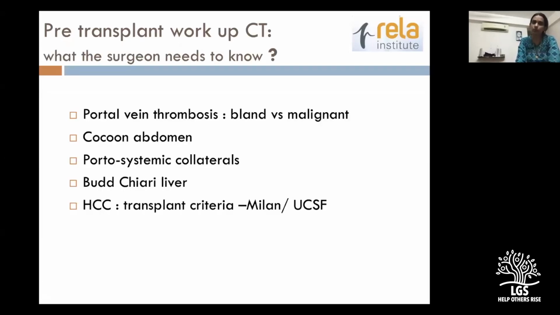Now, specifically, what do we need to know from the point of a pre-transplant workup CT? So, portal vein thrombosis. First of all, is there any portal vein thrombus? And what is the extent of the thrombus? And is it a bland or a malignant thrombus? We'll be going through these points. What is a cocoon abdomen? And if there are any prominent portosystemic collaterals, if this is a Budd-Chiari liver, because it has its own implications, and HCC, if there are any, are they within the transplant criteria?